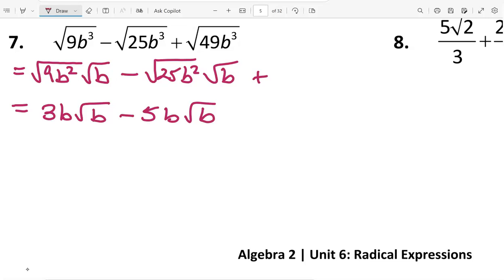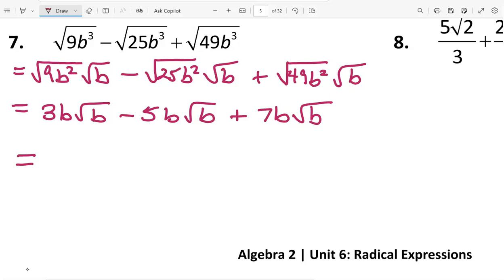And then the last term, it also has perfect square factors of 49 and b squared, which leaves us with a leftover factor of square root of b. And so that simplifies to 7b times the square root of b. Now, since all terms have a like radical in them and like coefficients, that is, they're all multiplied by b, we can combine them all together. 3b minus 5b is -2b, plus 7b is positive 5b times the square root of b.